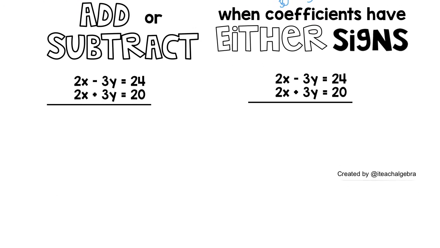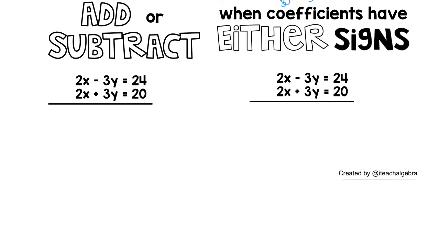Last possibility, we could add or subtract when coefficients have either sign. So on the one on the left, we're just going to add them together because we've got 3y minus 3y. When we add these, we have 4x. Those guys cancel, and that equals 44. Divide by 4, and x is 11.